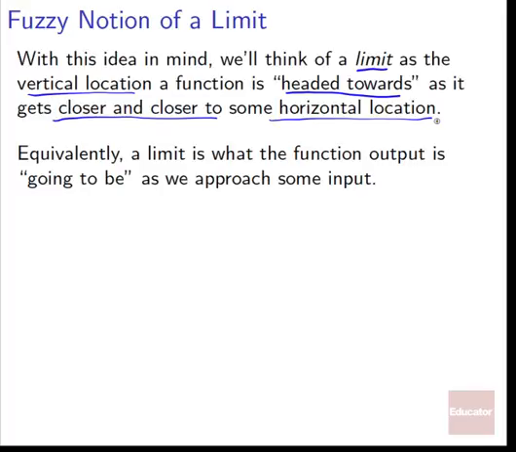In fact, it was always at a height of 1, no matter where it was. So we wound up seeing the sense of, as it closes in on 0, it's really, really close to this value where it's headed towards. Equivalently, a limit is what the function output is going to be as we approach some input. So as we get close to some input, what output does it seem like is going to come out of it? What should it be? What's it going to be?